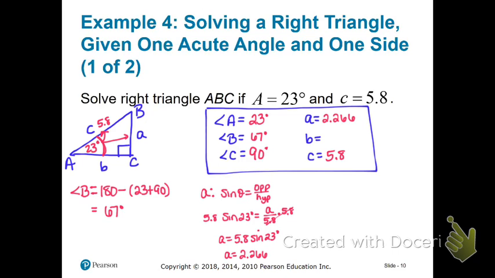Yeah, if you round it to one decimal, it's 2.3. I'm going to go ahead and stay with 3 decimals. Better to put too many than not enough.